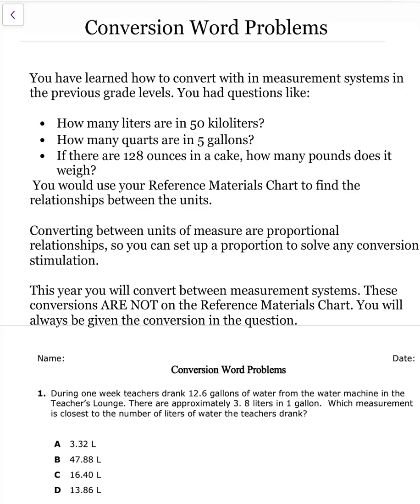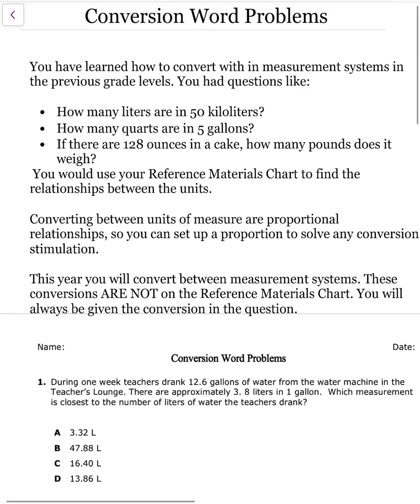The relationships are always proportional, because they're always the same. It's always 100 centimeters in a meter. Always. That doesn't change. So because of that, the conversion relationships are proportional. And if they're proportional, that means we can set up a proportion to solve it. That really helps us, especially when it's conversions we're not familiar with, because the proportion basically tells us what to do.